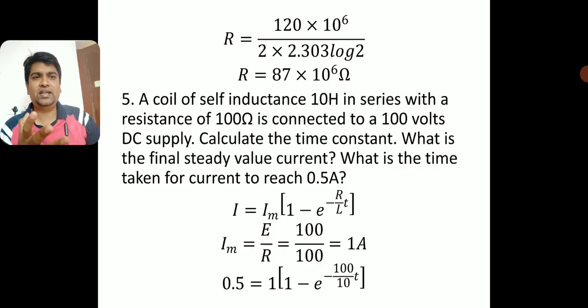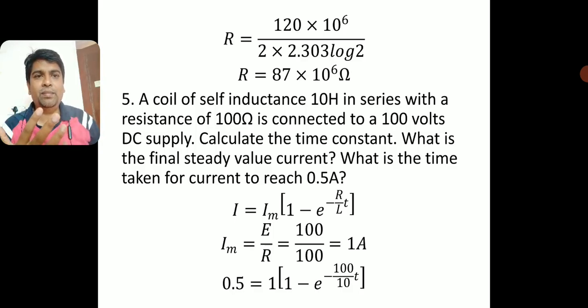It's again the same kind of repeated problem. It is an inductor and a resistor. It is a clear LR circuit and it is evident that it's a growth of current because the battery is connected. So we have to use the formula I equals I naught into 1 minus e to the power of minus Rt by L. For that you need to find the maximum current I_m, which is E by R. EMF is given as 100, R is given as 100, so again it is 1 ampere.